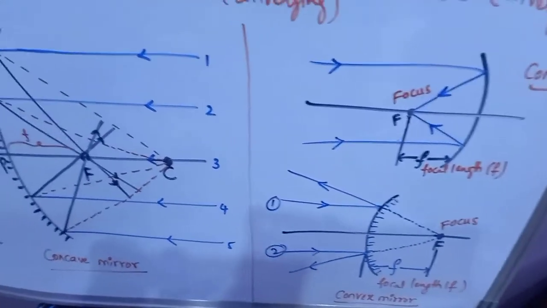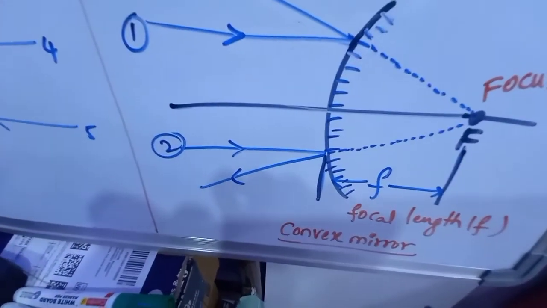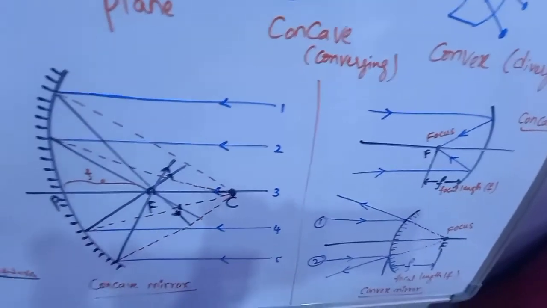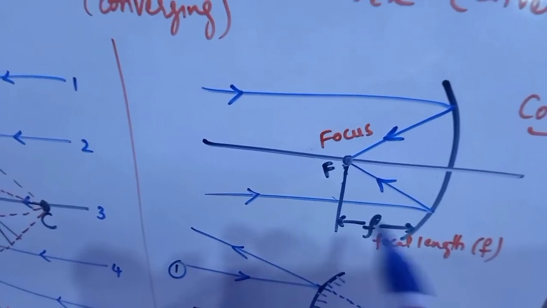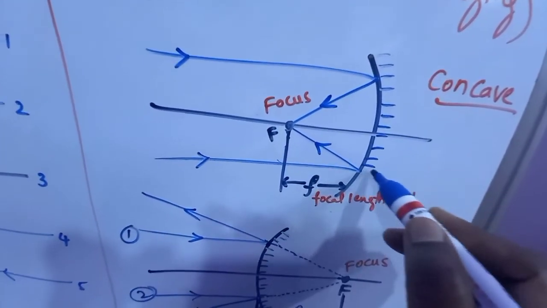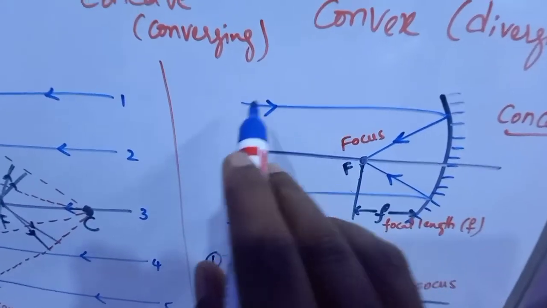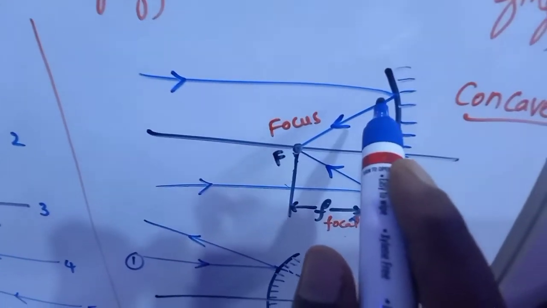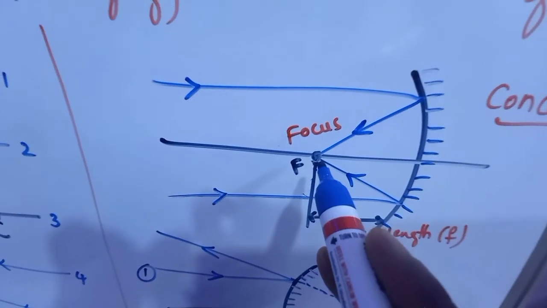I hope you have understood why this concave mirror is called the converging mirror and this convex mirror is called the diverging mirror. Here I have drawn only one concave mirror. So for a concave mirror, the back side will be this one, the painted surface will be this one, and this one is the reflecting surface. The light ray parallel to the principal axis comes and touches the surface of the concave mirror, and the reflected rays are meeting at one point on the principal axis.